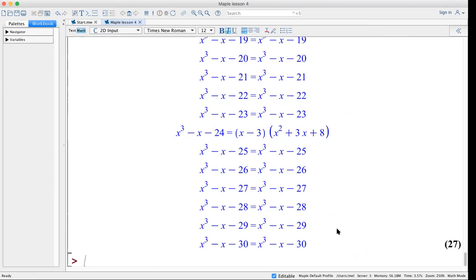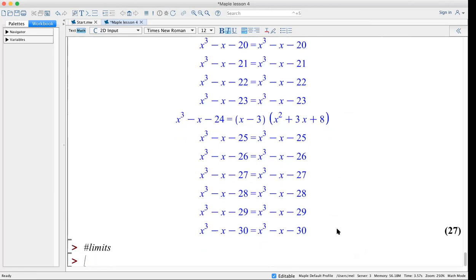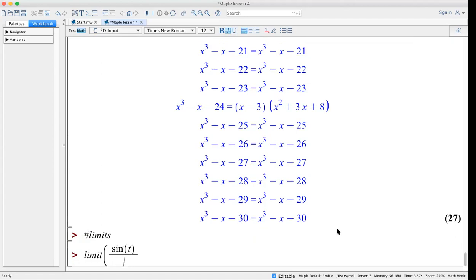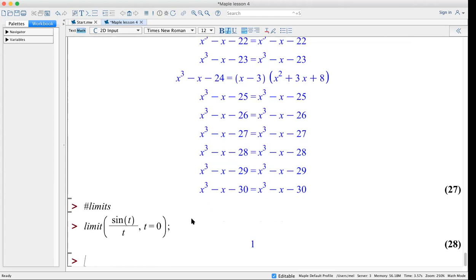Let's go back to something else we did in a previous lesson, limits. So limits, there's a command called limit and it has two versions. One is spelled with a lowercase l and the other spelled with an uppercase L. So if you write limit, let's take something we know, sine of t divided by t, as t goes to 0, we get the number 1.